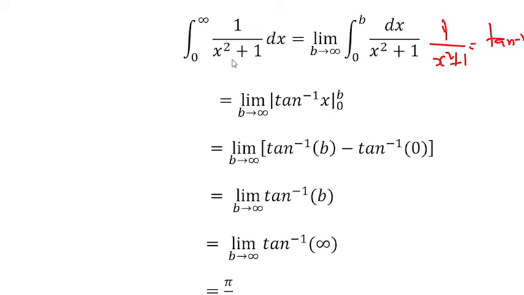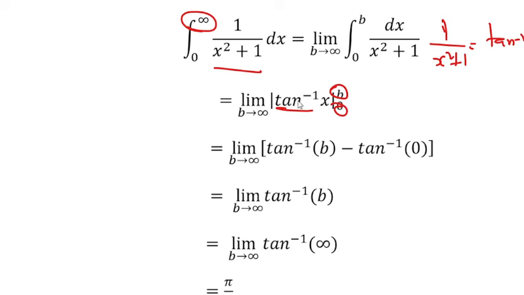So the result for integrating the function 1 on x squared plus 1 is the same as tan inverse of x. And that's what we have here. Now the infinity symbol is at the upper limit. So the limit as b approaches infinity. Then we substitute the values of the upper and the lower limits into our result.